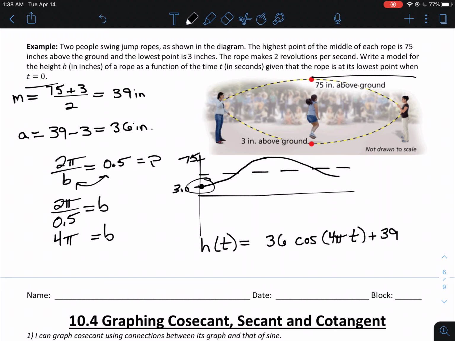Now here's the only part that's kind of tricky, is that since you're not starting up at an amplitude, you're starting down at an amplitude. If you think about what's happened to your cosine curve, it's been reflected over that midline. That means that you have to put a negative in front of that amplitude. So it's actually going to be a negative 36 cosine of 4 pi t plus 39 for our final answer.